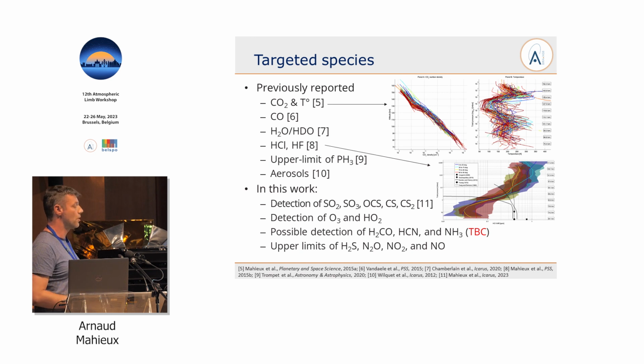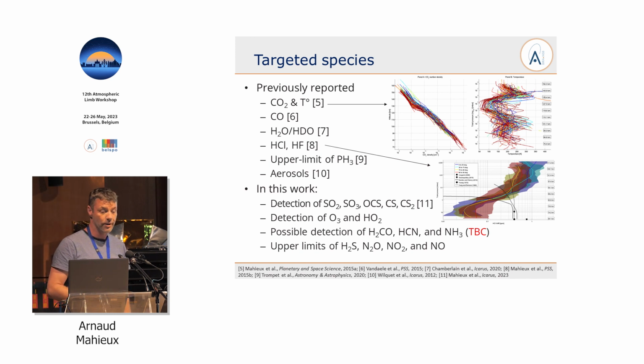SWAR could also measure CO, water and heavy water, also halides, HCl and HF. Here you have an example of the mean HCl volume mixing ratio as a function of the pressure, and also aerosols. One of the striking facts about the Venus mesosphere and thermosphere is the large variability that we observe in the main gas CO2, but also in all the other ones. You will see that in the coming slides.